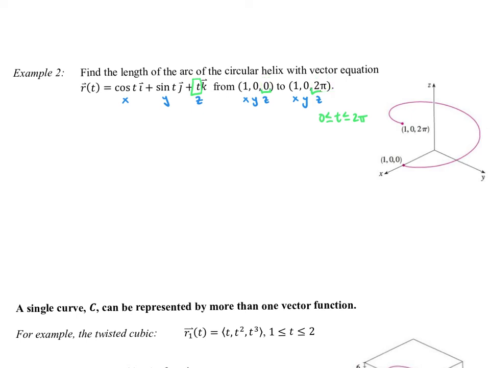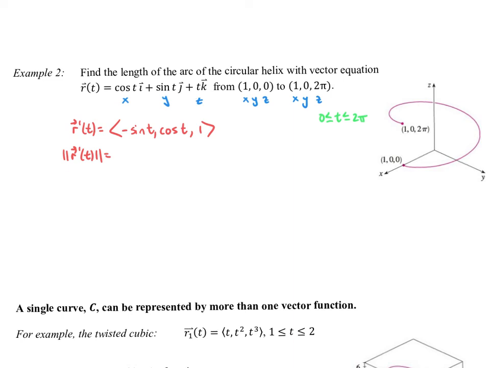All right, let's go ahead and calculate r prime of t first. So r prime of t will be negative sine t, and then cosine t, and then 1. And we're going to find the magnitude of this. This is one that you'll probably want to memorize because we use a helix a lot. I've talked about that in section 10.2.